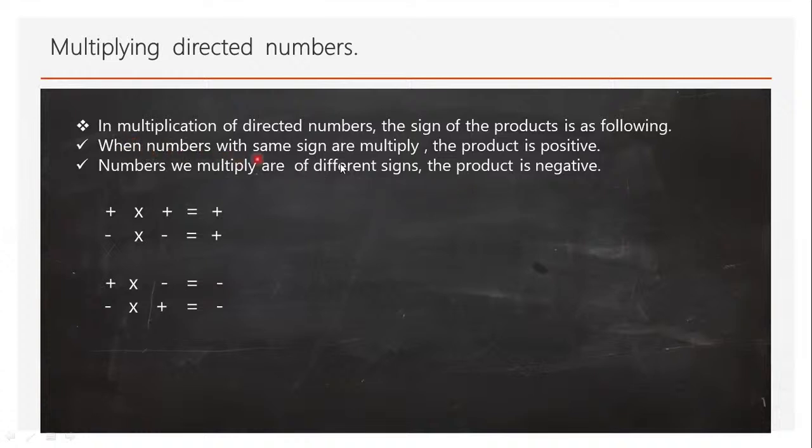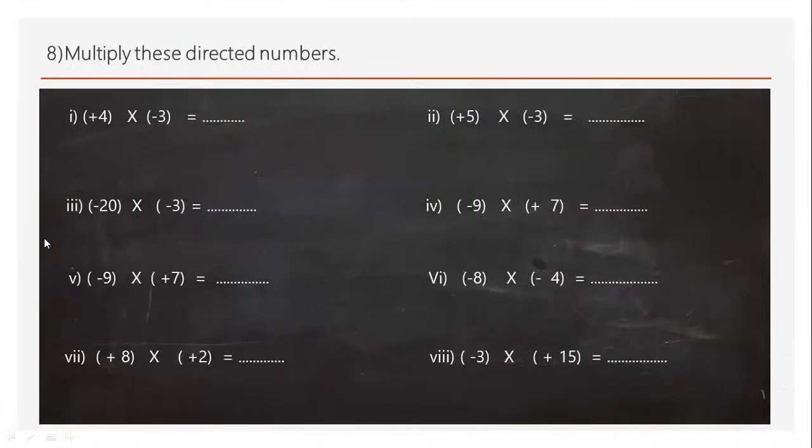When numbers with the same signs are multiplied, the product is positive. When the numbers we multiply have different signs, the product is negative. Right? So it is easier than the addition and subtraction of directed numbers. Here, multiply directed numbers. So now we will apply the concept here. Plus into minus, write the minus, 4 times 3, 12. Now, the second one. Plus into minus, minus, 5 times 3, 15.